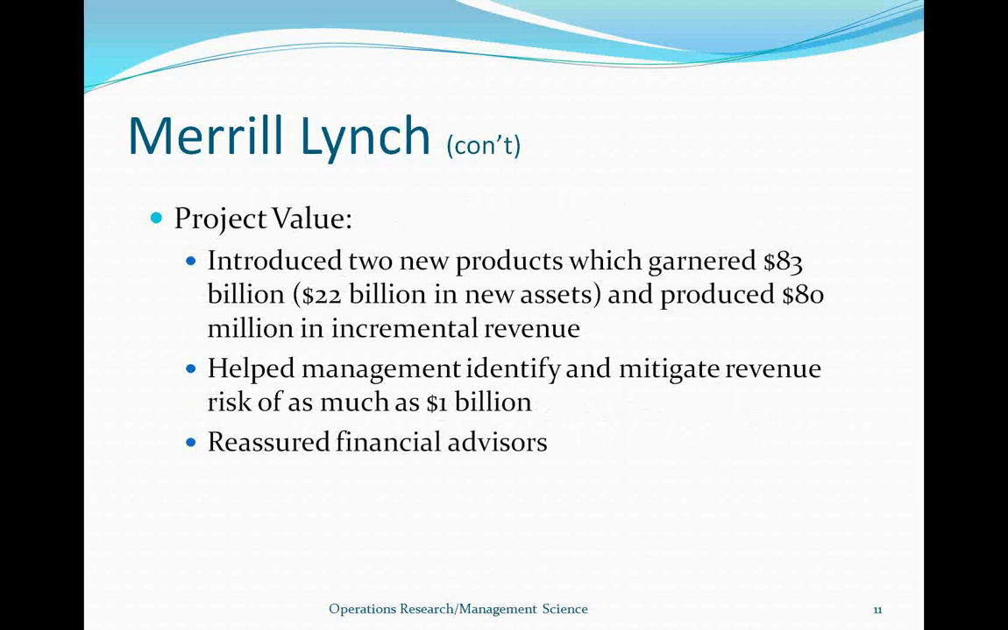Now, with the models that they chose, they introduced 2 new products which earned them $83 billion, that is, $22 billion in new assets, and produced $80 million in incremental revenue. It also helped management identify and mitigate revenue risk of as much as $1 billion and reassured financial advisors. This is how they used the techniques and tools of this course.